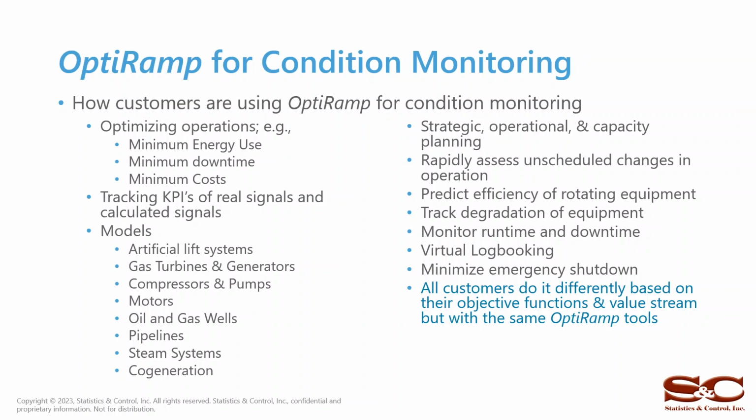And so the whole purpose behind the simulation is to track that capacity and operational planning, help rapidly assess unscheduled changes in operation, predict efficiency of rotating equipment, track degradation of equipment, and monitor runtime and downtime. And also we even have a virtual logbook as well to kind of centralize a lot of that data and be able to help with lots of different assets all around the world. All of our customers tend to do it differently, but they still have the same value stream and use the same OptiRamp tools in that.